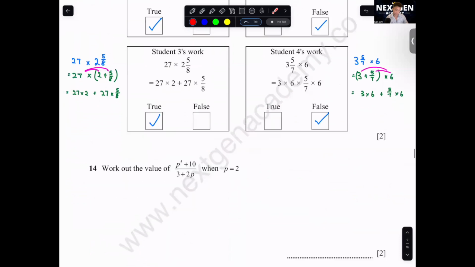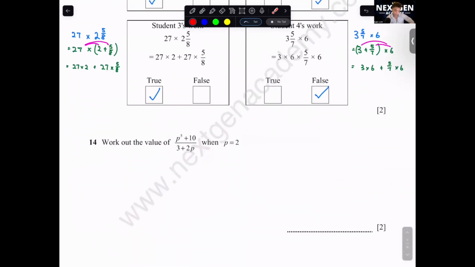Okay, let's go to question 14. Work out the value of P to the power of 5 plus 10 over 3 plus 2P, when P is equal to 2. Okay, so you just need to substitute P inside. So 2 to the power of 5 plus 10, over 3 plus 2P. Okay, what is 2 to the power of 5?